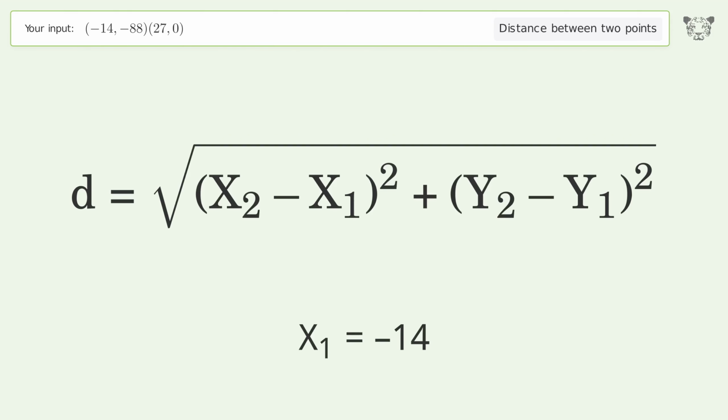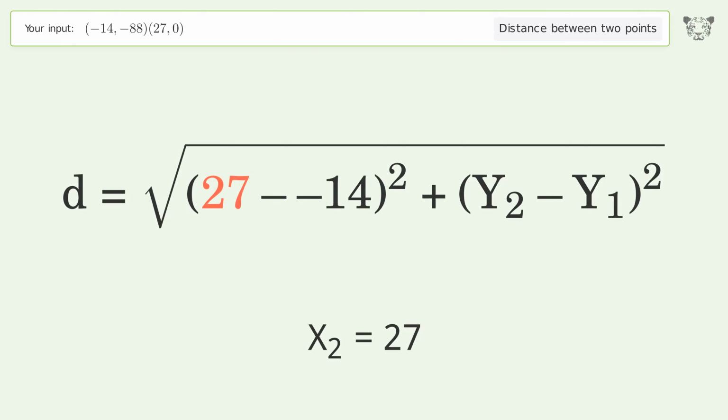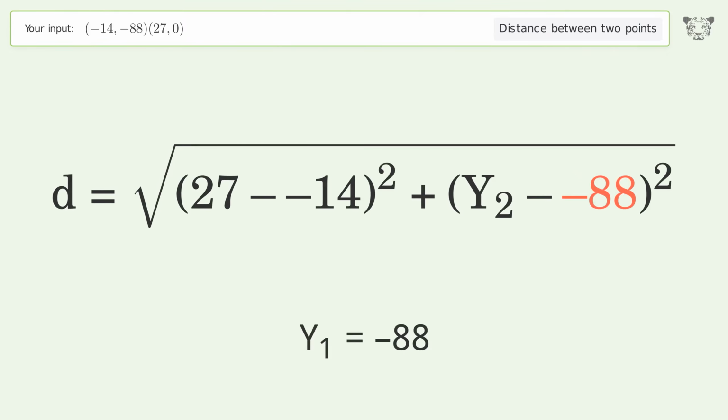x1 equals -14. x2 equals 27. y1 equals -88. y2 equals 0.